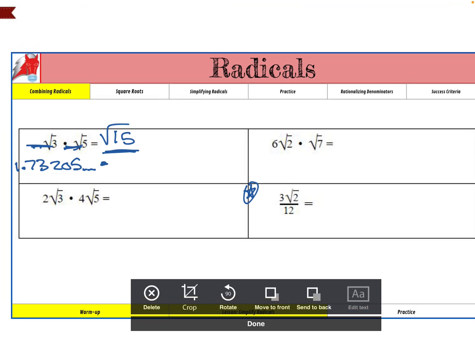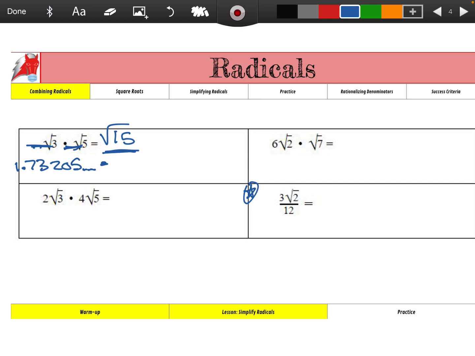And I'm multiplying that by root 5, which is like 2.2360. Well, that's a pain to do. Doesn't it look nicer to do root 3 and root 5? And then even with that, root 15 as a decimal is like 3.8729. See how much cleaner this is? So when I start combining these radical values, leave them as radicals. They're nicer numbers to deal with.